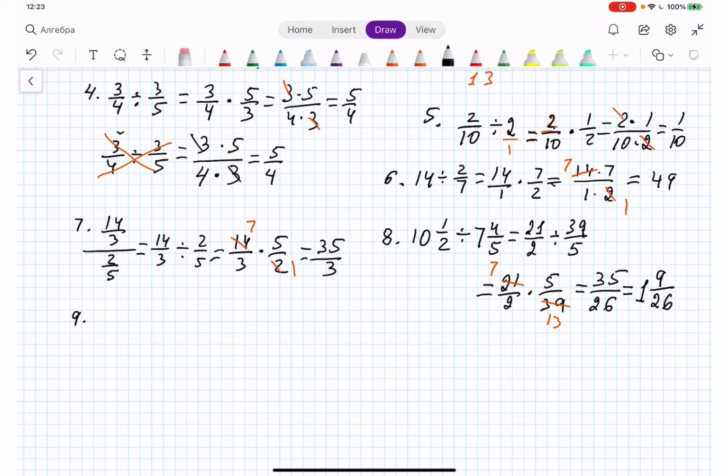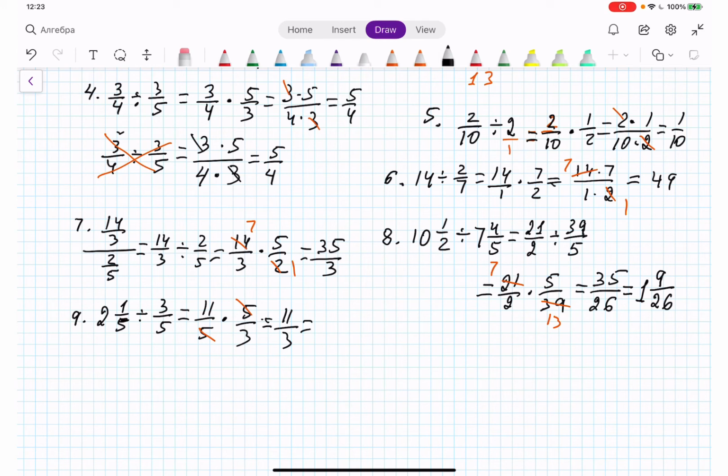So 2 and 1/5 divided by 3/5. Okay, what do we have? 2 times 5 is 10, plus 1, 11. 11 over 5. And flipping the second one, 5 over 3. All right? 5 and 5 is gone. We are getting 11 over 3.